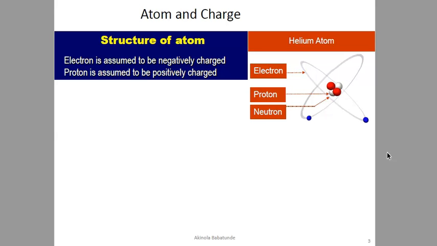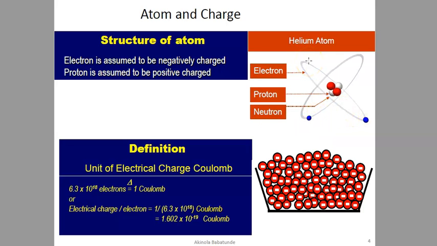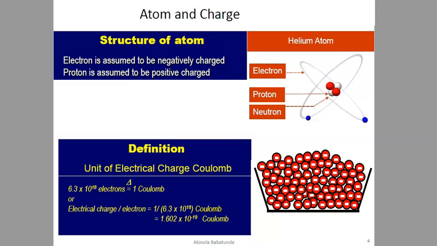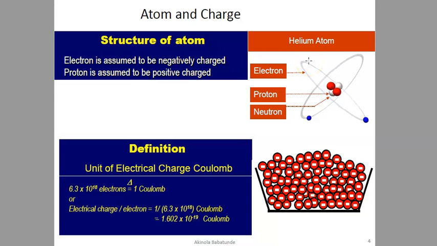It has no charge. This is an example of a helium atom, and then you can see the electron. You can also see the neutron, and then you can see the proton. The unit of electrical charge is coulomb. And 1 coulomb is usually given as 6.3 times 10 raised to the power 18 electrons. Or you can say that 6.3 times 10 raised to the power 18 electrons is equal to 1 coulomb.